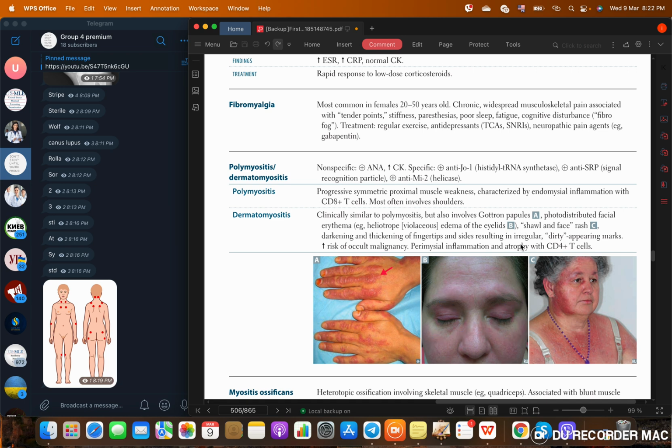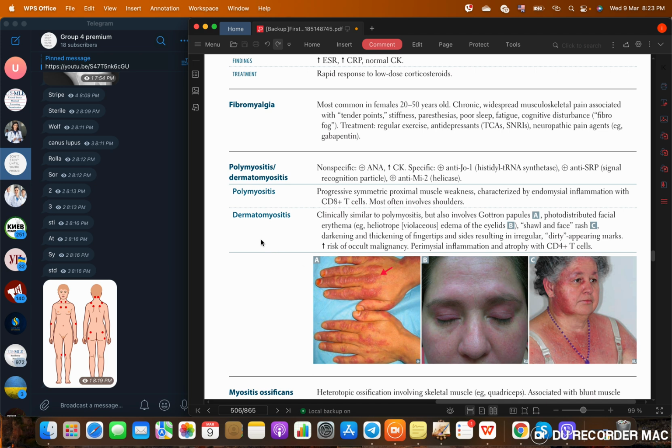So, involving the eyelid. They can have this shawl sign and face rash. As you can see, it's over their face. It can go up to their chest as well. Darkening and thickening of the fingertips and sides resulting in irregular appearing marks. And finally, they have more risk of malignancy, occult malignancy.